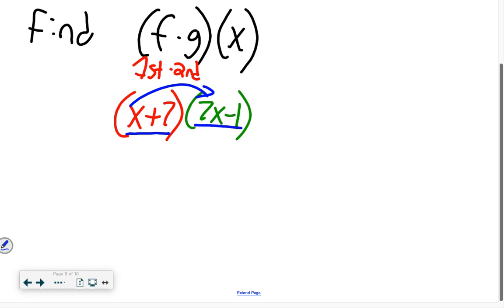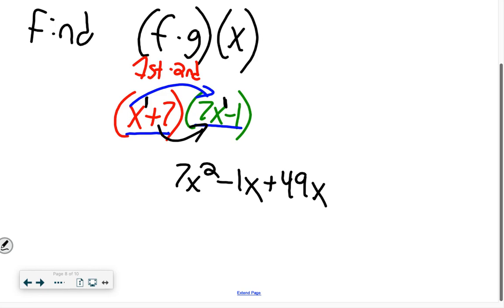7x. Now remember, if you multiply a variable times a variable, you add the exponents, right? And if there's nothing there, you can say it's a 1. So it'd be 7 times x times x, which equals 7x squared, right? So when we multiply, the first term is 7x squared. Then you have x times negative 1, which is minus 1x. Then you have 7 times 7x, which is 49x. And then you have 7 times negative 1, which is minus 7, right?